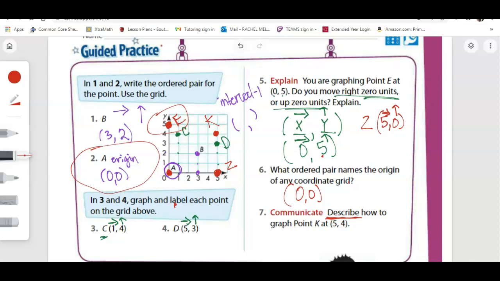Well, first, start at the origin, because we always start at the origin. Then I want to move right. The x-coordinate is 5. Move right 5 units. And then move up 4 units. So if we have a question that's asking us to describe how to graph, we need to be using those types of vocabulary words.